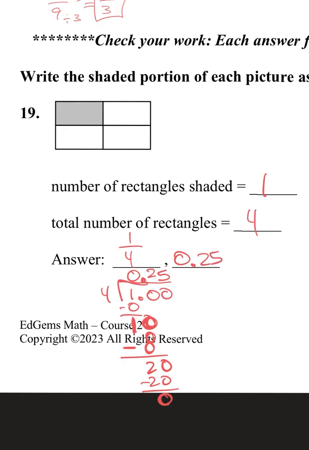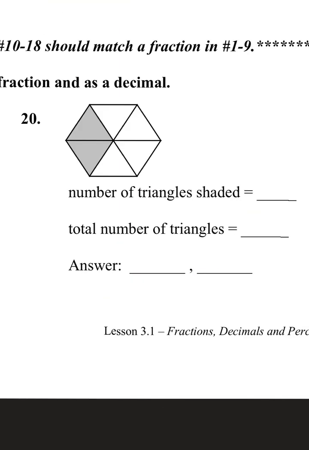Okay, on number 20. On this one, it says number of triangles that are shaded. So the number of triangles that are shaded is 2. How many total triangles make up this large hexagon? That's 2, 4, 6. And then it says, again, write it as a fraction. So we've got 2 out of the 6 triangles are shaded.